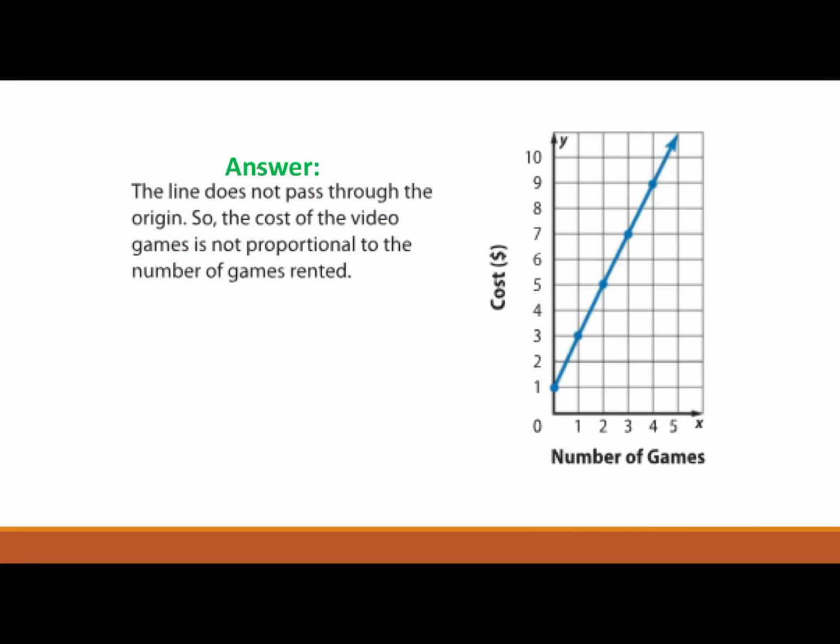The explanation says the line does not pass through the origin, so the cost of the video games is not proportional to the number of games rented, which means each game does not cost the same amount. The cost per game is not the same. This line is not proportional. If you have a question, rewatch this section and then raise your hand. Let's move on to the next question.